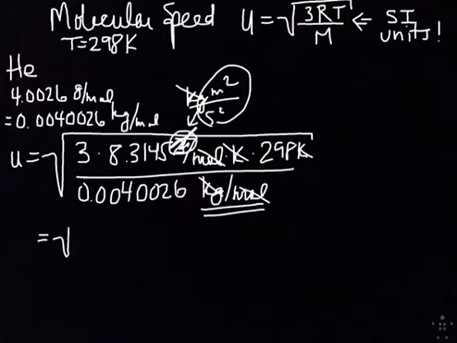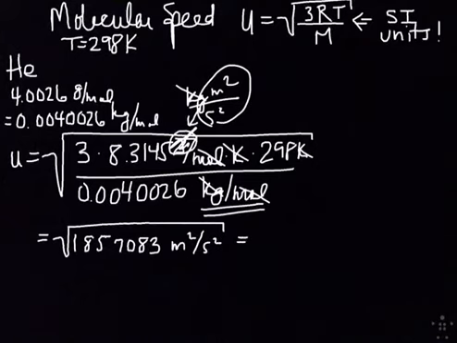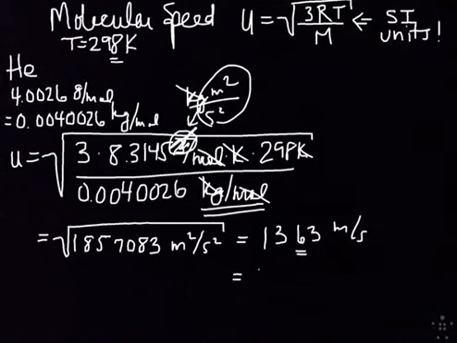So we get the square root of 185,708.3 meters squared per second squared. Really big number, but we're taking the square root. And that comes out to be 1363 meters per second, but we only have 3 sig figs because we had 298 K. So essentially 1360 meters per second for our helium.